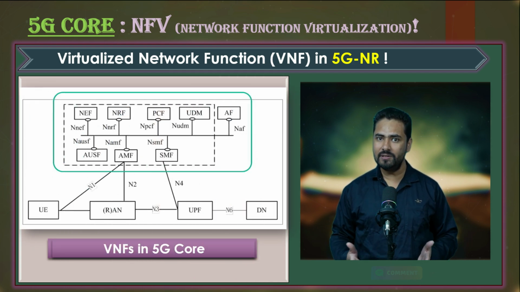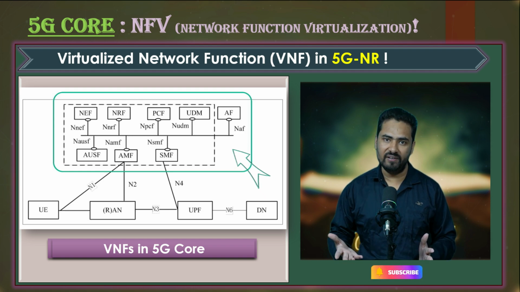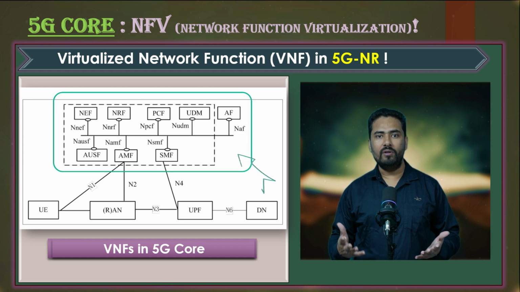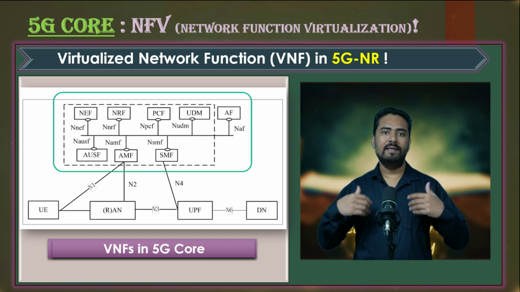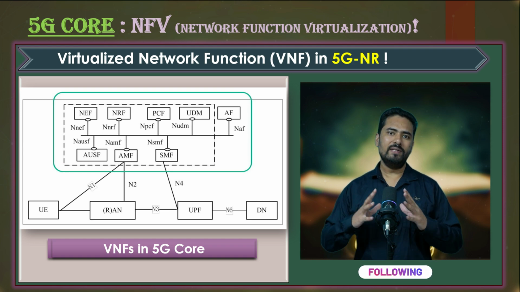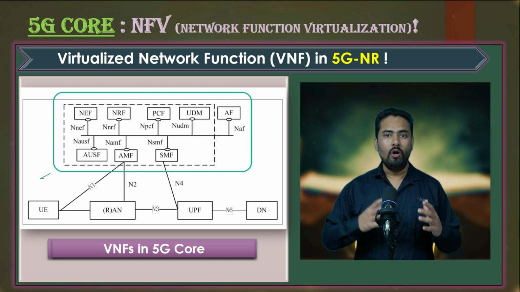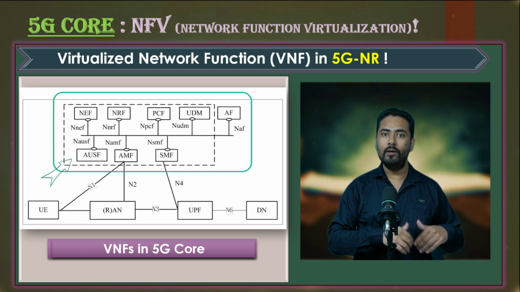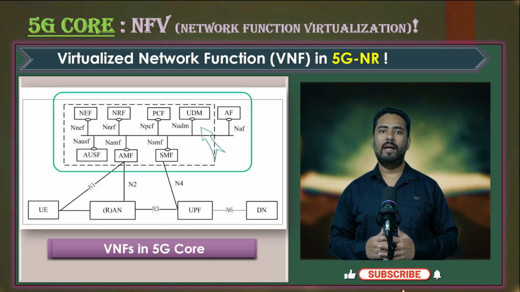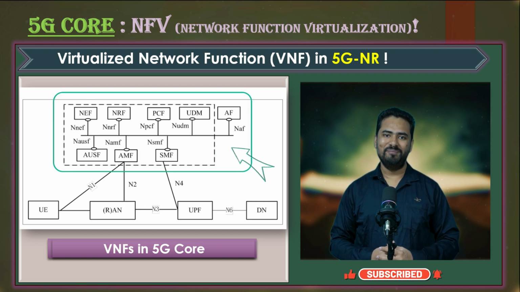In 5G networks, all of these core network functions are designed to operate as VNFs. So they can be deployed with more flexibility and are easily scalable based on demand. This includes critical functions like session management function or SMF, authentication server function or AUSF, unified data management or UDM, and all other components mentioned here.